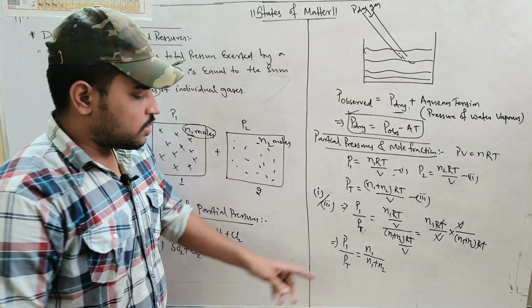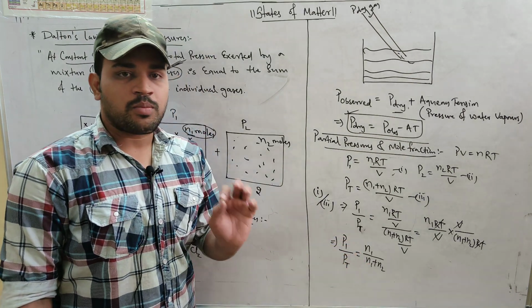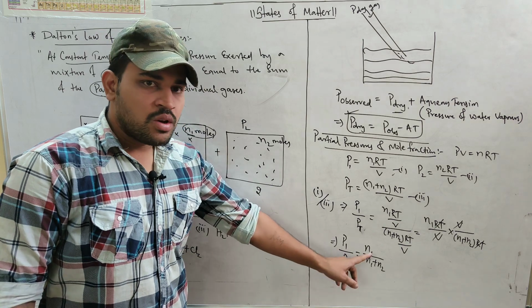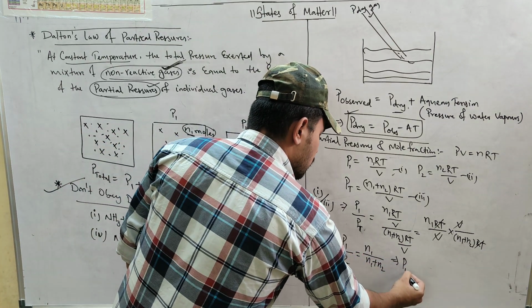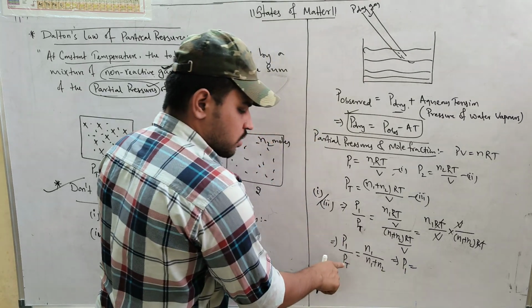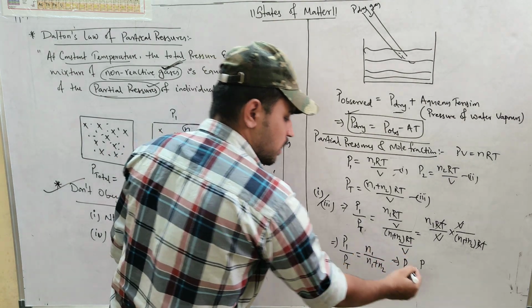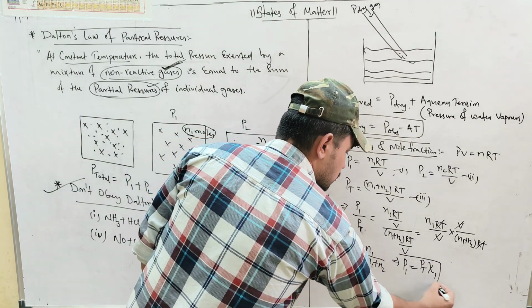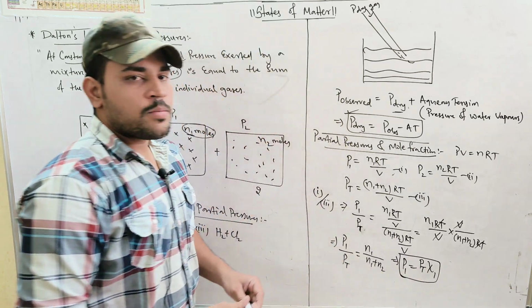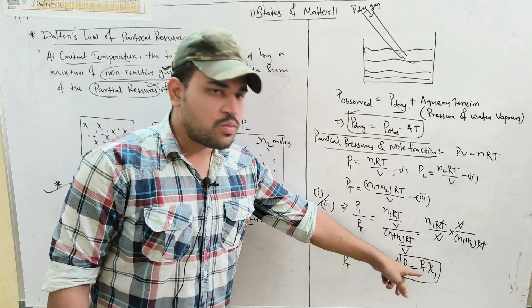So this N1, the number of moles of the first gas divided by the total number of moles, is called mole fraction. So in this way, what can we write? P1 is equal to the total pressure multiplied by the mole fraction of the first gas. So what is the formula we got? The partial pressure of a gas is equal to the total pressure into the mole fraction.